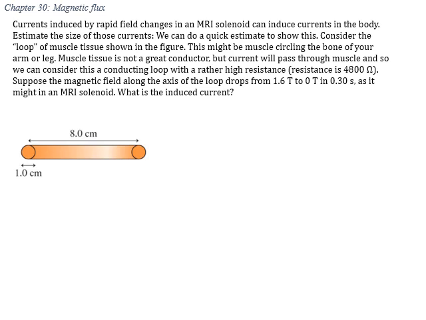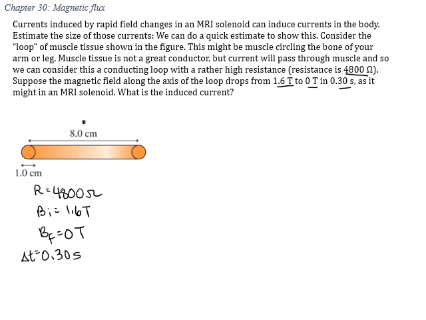Let's make a list of the things that were given. The problem says that the resistance of your muscle loop is about 4,800 ohms. The magnetic field drops from 1.6 teslas to 0 teslas. So we have an initial and a final magnetic field. That change takes 0.3 seconds. And our picture shows that our muscle loop is a circle with a radius of 4 centimeters. That means that the area of that loop is going to be pi r squared. To find our induced current, we're going to need our induced potential.